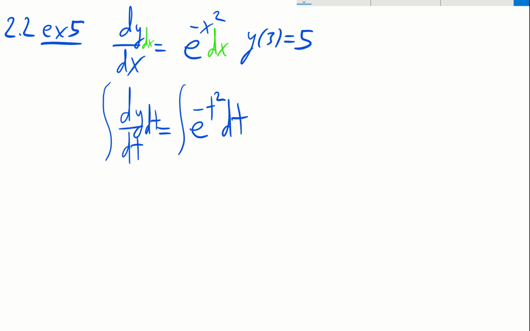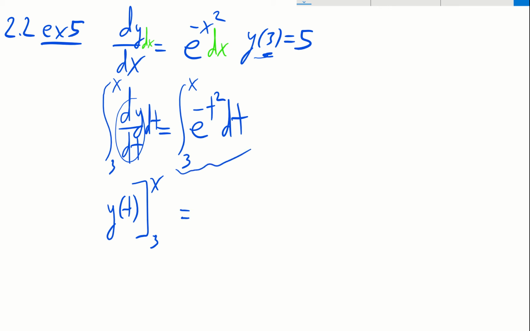And because ultimately we knew that it was a function of x, we're going to do a definite integral here where, because I have an initial value, we want the t to go from 3 to that arbitrary value x. Here, what is the antiderivative of dy dt with respect to t? Well, that's going to be some function y of t. And then we have to evaluate it at the bounds of integration. That's going to be 3 and x. And then this is equal to the thing on the right-hand side.